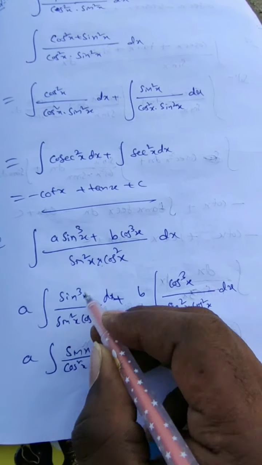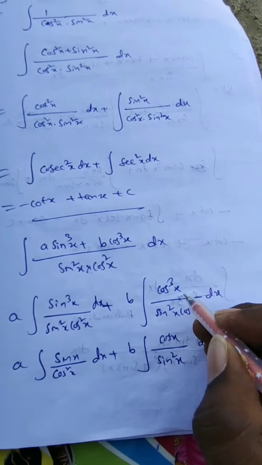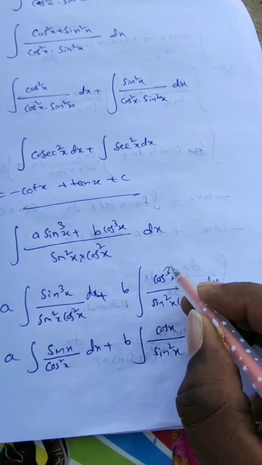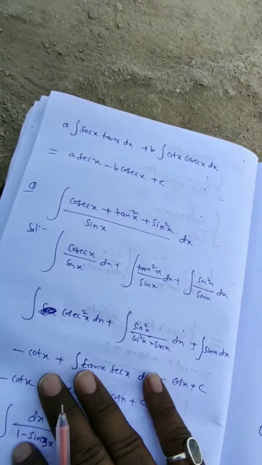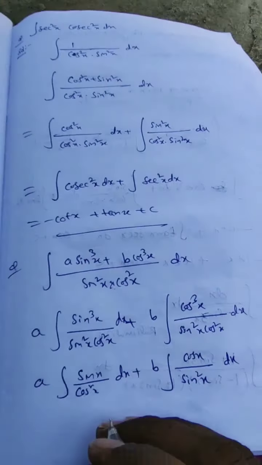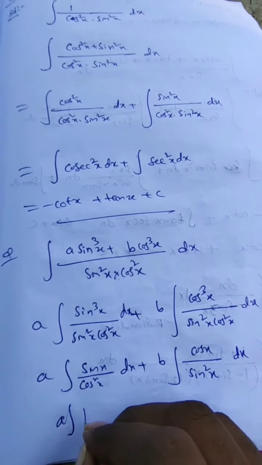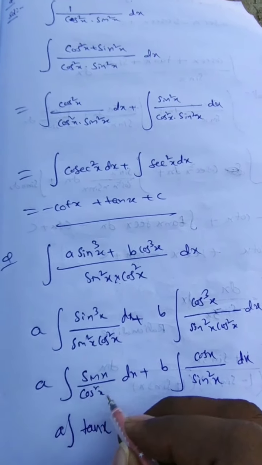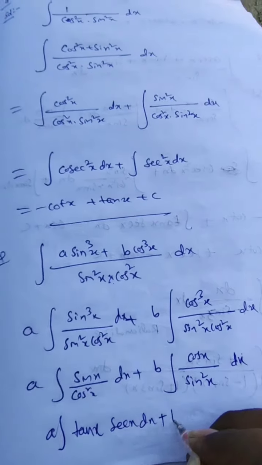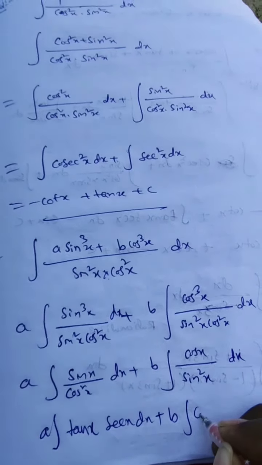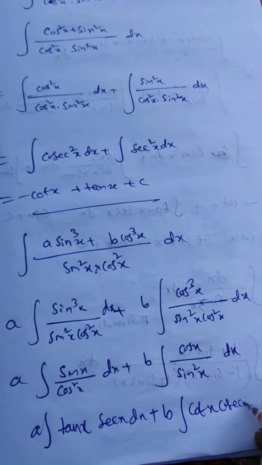In sin²x, this is cancelled, one sin x will be left on the top. So a sin x upon cos²x dx. Here cos²x and cos³x cancel, left cos x upon sin²x dx. So what I get here is a integration of sin x by cos x, which I can write as tan x, and 1 by cos x will be left, that is sec x dx, plus b into cos x by sin x, that is cot x, and 1 by sin x will be cosec x dx.